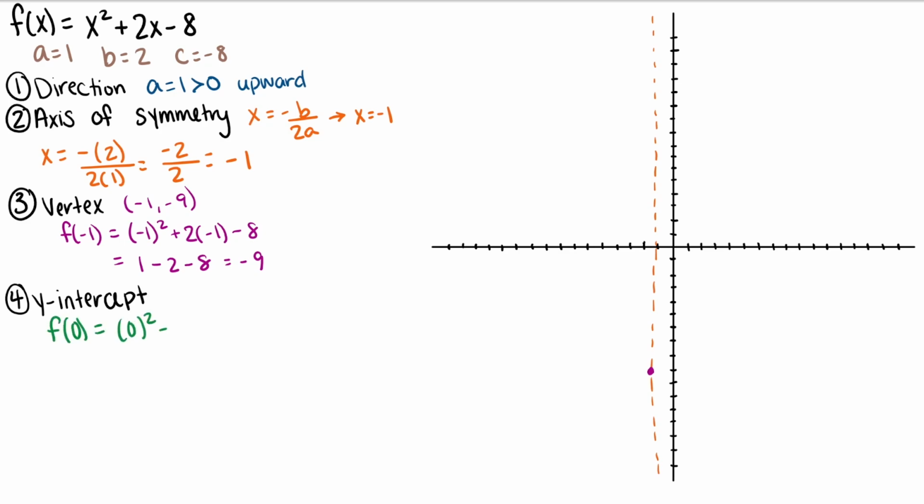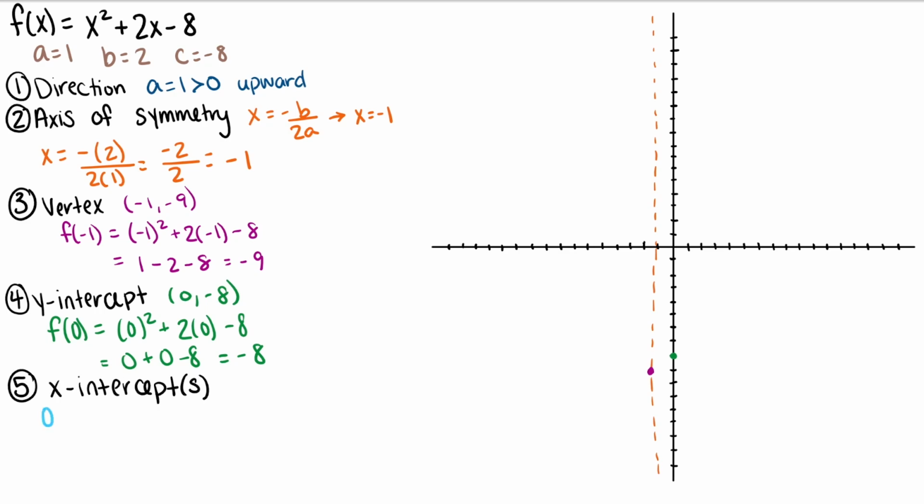So we'll plug in 0 for x, f of 0. 0 squared plus 2 times 0 minus 8 is going to be equal to 0 plus 0 minus 8, and our y-intercept is at negative 8. Next, for our x-intercept, our y is 0, and for this function we can factor.